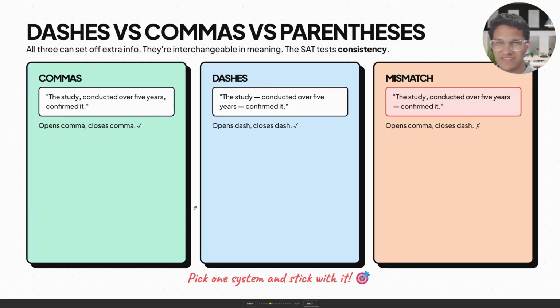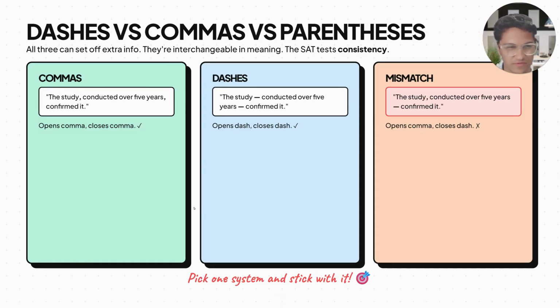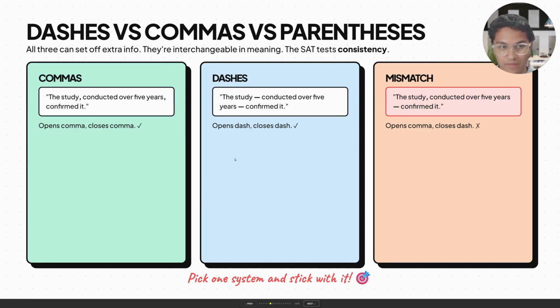So now you might be wondering, what's the difference then if all of these dashes, commas, parentheses act the same? Yes, they all function exactly the same. All the SAT does is check the consistency. So you have to have comma, comma, or dash, dash, or parentheses, parentheses. Not comma, dash or dash, comma. You need to pick one type of punctuation and you've got to use that consistently.